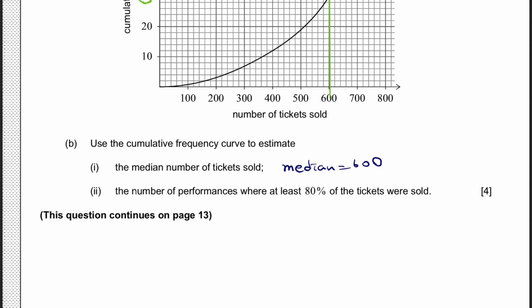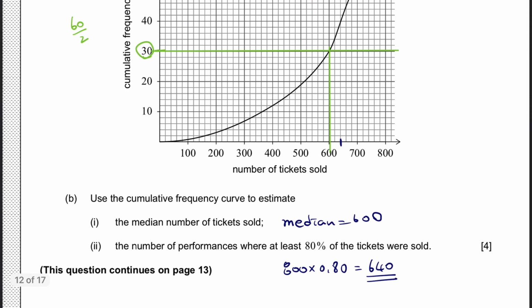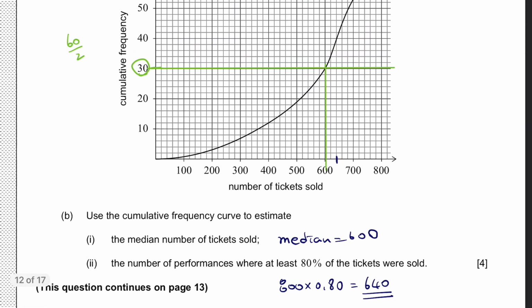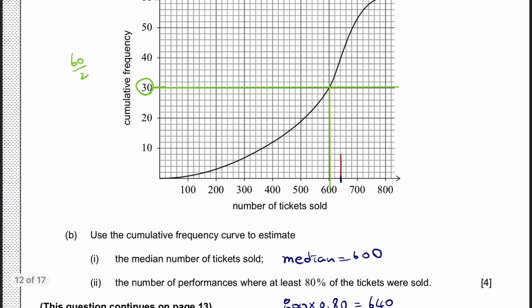Then question BII, the number of performances where at least 80% of the tickets were sold. We first have to figure out what 80% of the 800 tickets is. So we calculate 800 times 80%, which is 0.80, and this gives us 640. So at 640, which is this point, 80% of the tickets were sold. We have to figure out where this 640 meets the graph first. It goes all the way up, and it meets at this point here. That means on the y-axis, it meets 40.